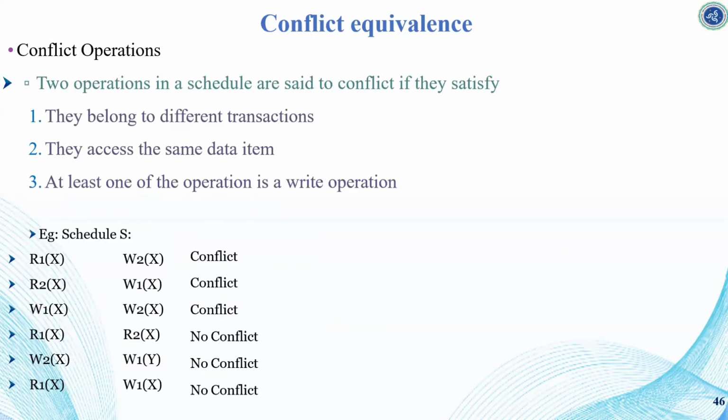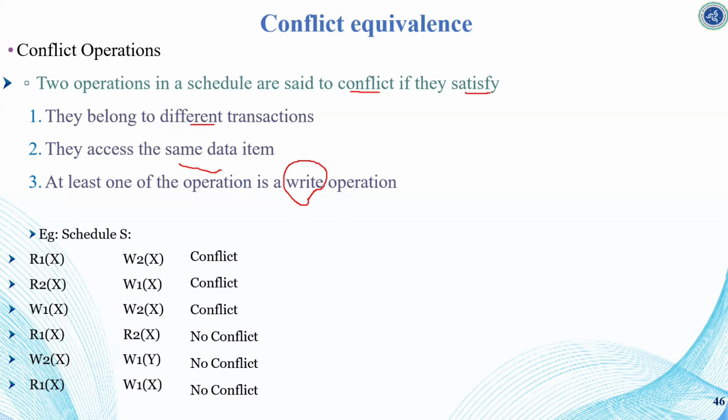The next type of equivalence is conflict equivalence. Two operations in a schedule are said to have a conflict if they satisfy the following conditions. First, they have to belong to different transactions. Second, they should access the same data item, and third, at least one of the operations should be a write operation.